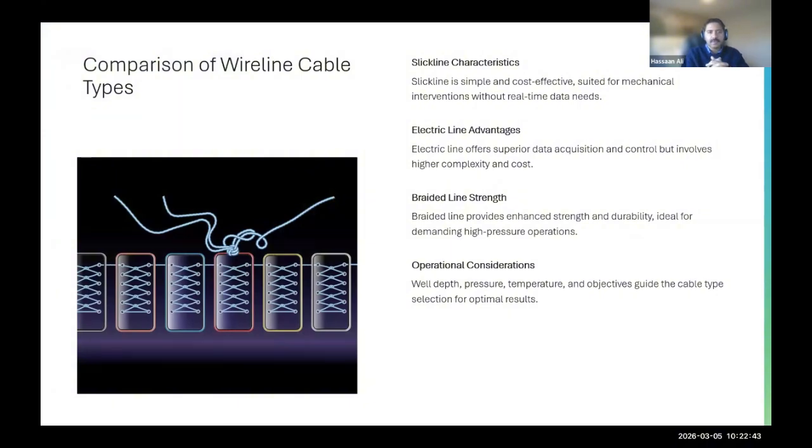So, a comparison of the wireline cables. There are different types of cables. There is slickline, which is a simple mechanical cable. There is electrical line, which is a line with a lot of armor to provide its mechanical rigidity. And then braided line, which is more durable, has a lot of strength, and is ideal for high pressure operations. So depending on your well depth, your pressure, temperature, and objectives, if you want to do a mechanical intervention or an electrical intervention, you will use different types of cables for your operations.